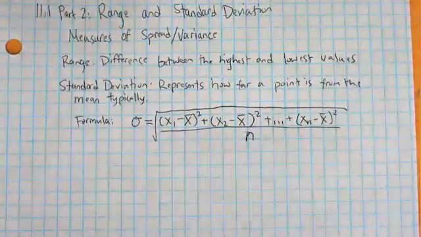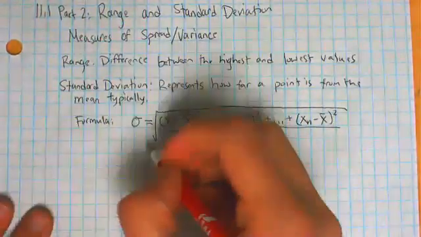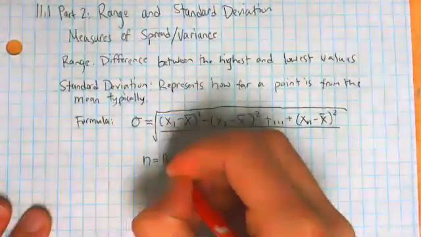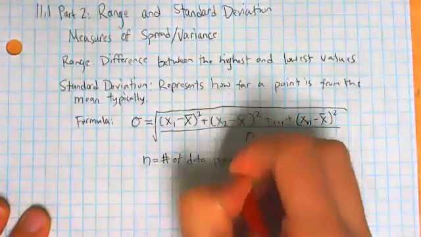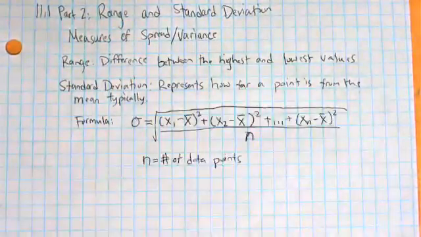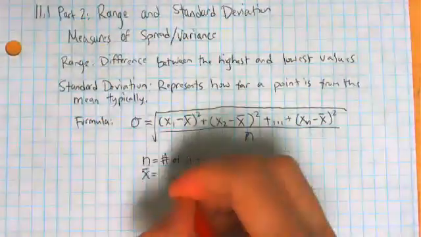So let's actually look at the formula because it can be a little bit difficult to grasp. We're going to start at the bottom of the fraction. The bottom of the fraction is n. n is the number of data points. x bar, hopefully you remember this from our last video, x bar is the mean.